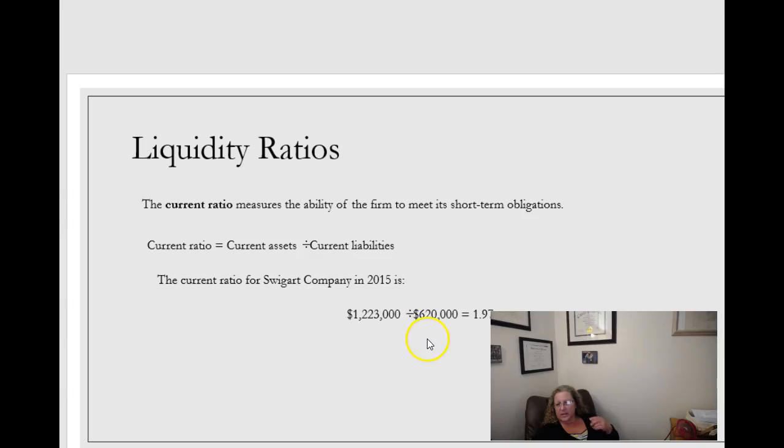So in this example, if we had current assets of $1,223,000 and we had current liabilities of $620,000, we would divide those and get a current ratio of 1.97. Okay.